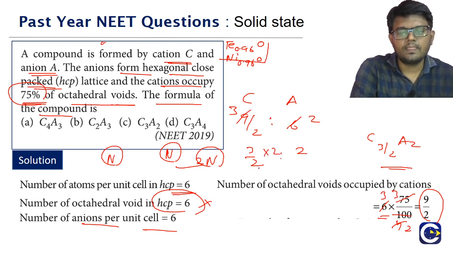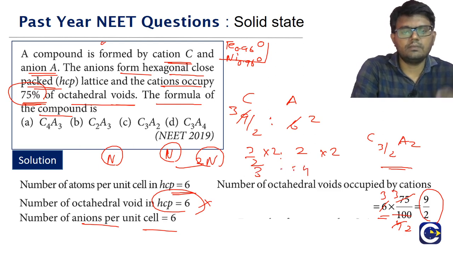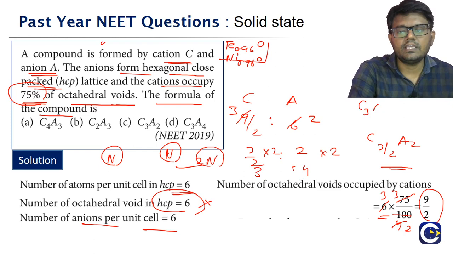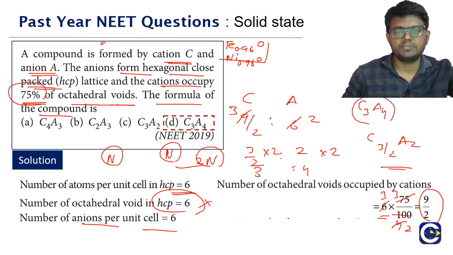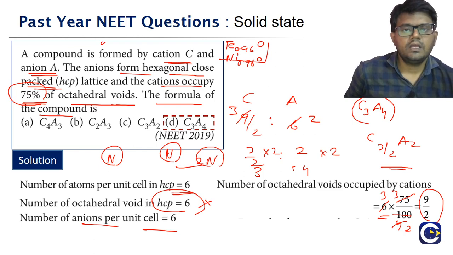What we can do? The denominator part is 2, right? We'll multiply both of them by 2. So C will become 3 and A will become 2 2s are 4. So what will be the formula? C3A4. What will be the answer for this, guys? The correct answer is option D. C3A4 will be the formula for this ionic substance.